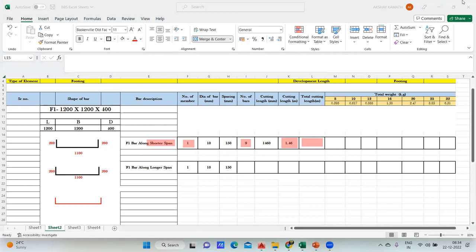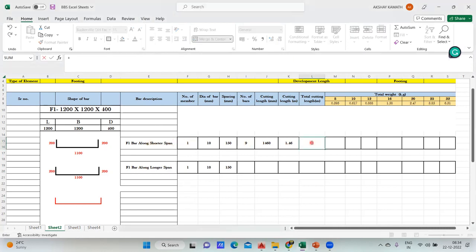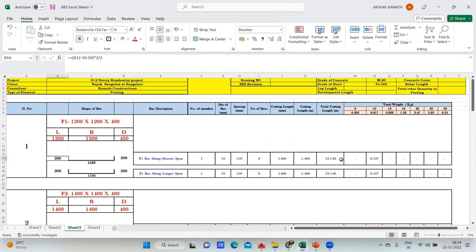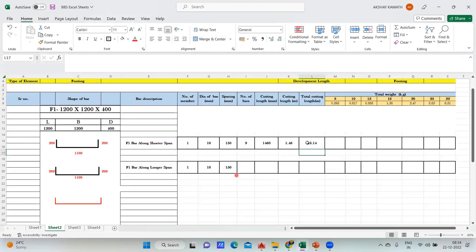You're getting my point? So same thing we'll do it here. So total cutting length will be plus, open the bracket. So cutting length of one bar, you multiply this by number of bar and you multiply this by number of members and then close the bracket and hit the enter button. So it is 13.14. How much we got here? Yeah, 13.140. Same thing. Okay.